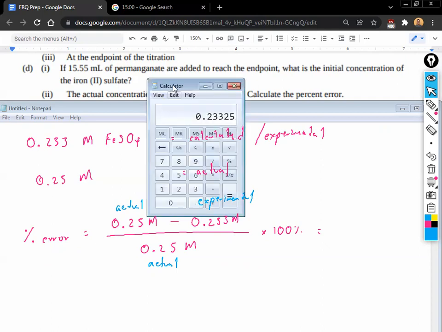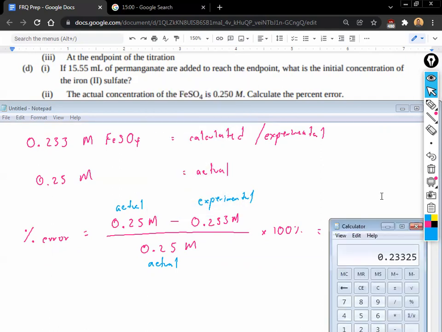Alrighty, guys. So if we punch this into our calculator, we can just do 0.25 minus 0.233 divided by 0.25, and times 100. So we were off by about 6.8%. Okay, so 6.8% error, which is actually pretty good. All right, any questions about that part? And then we'll move on to the last portion, and then we'll take a break before moving on to the second FRQ.